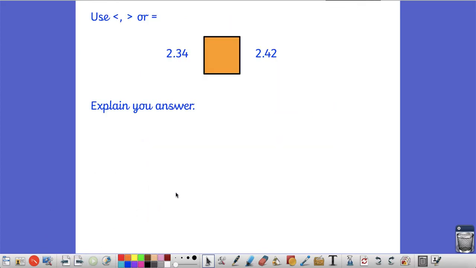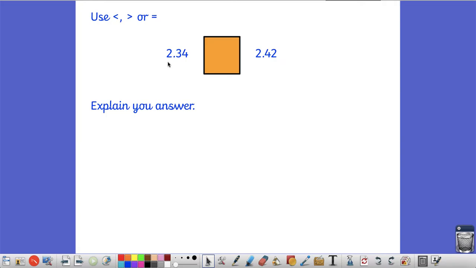So first of all, we're going to look at how we can compare numbers. We're going to use the symbols less than, greater than, or equals to. So in front of you, you have got 2 numbers. You've got 2.34 and you've got 2.42. We want to see what the value of each digit is in the place so that we can compare them.